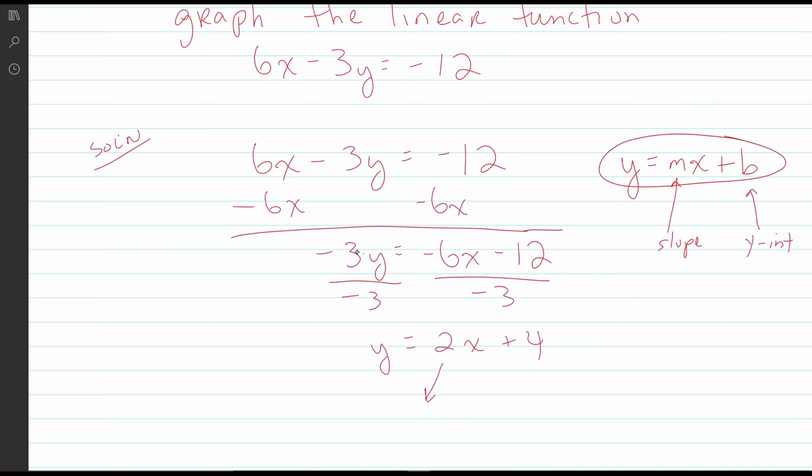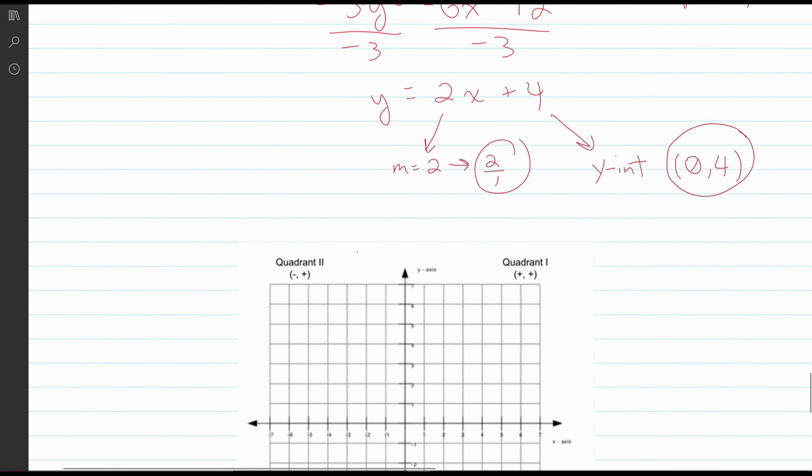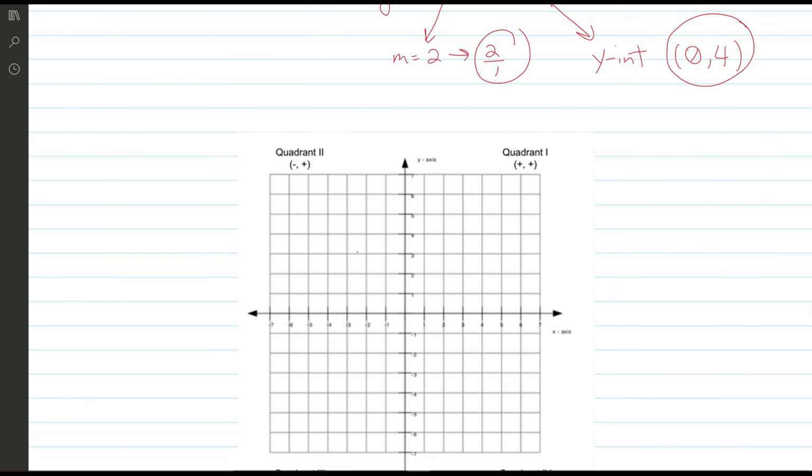So now I can see that my slope is 2, or you can write it as 2 over 1, right? That might help us better. And the y-intercept is 4, or maybe as an ordered pair we'll just say 0 comma 4. So these are the two pieces of information that I need to go ahead and graph. So the first thing I do is just go ahead and plot that y-intercept. So 0 comma 4. 0 comma 4 is right there. My slope is 2 over 1. It's a positive 2, so that means I go up 2, and this is a positive 1, so I go over to the right one.